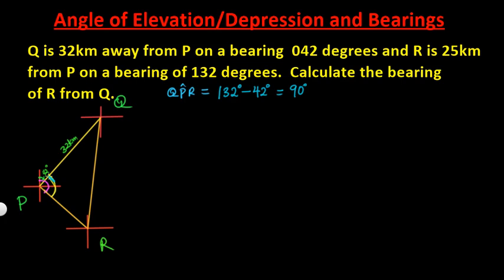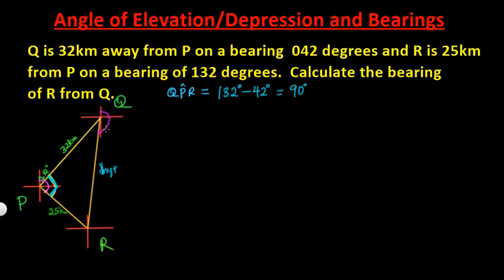So if it is angle 90, automatically what we have here is a right angle triangle. If this is 90 degrees, then this is the hypotenuse side, the longest side of a right angle triangle. Remember, this is 25 kilometers. So if this is 90, we are interested in finding the bearing of R from Q. The bearing of R from Q will follow the path this. That's the bearing of R from Q.